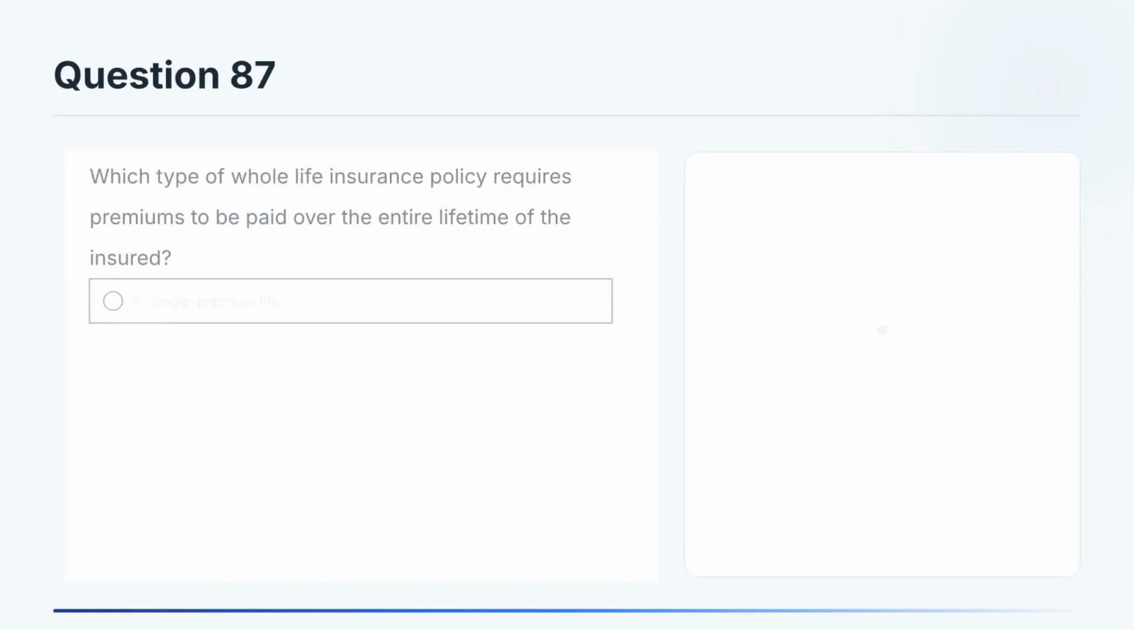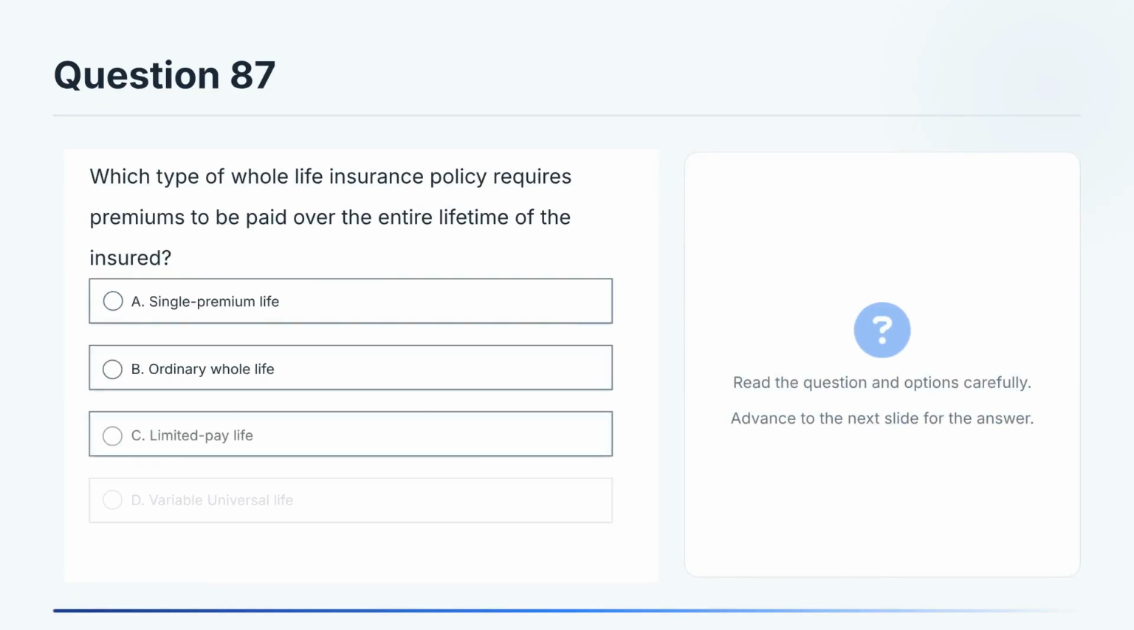Question 87. Which type of whole life insurance policy requires premiums to be paid over the entire lifetime of the insured? A. Single premium life. B. Ordinary whole life. C. Limited pay life. D. Variable universal life.